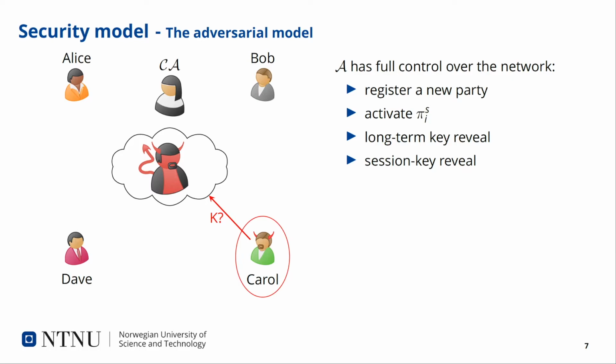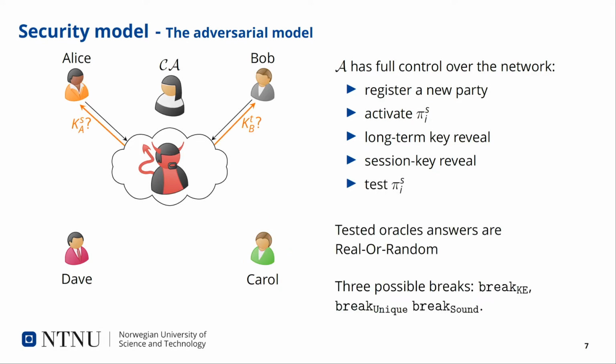It can reveal the session key, which is stored in the internal state of any oracle, and the target oracle is then said to be revealed. And it can test any oracle, which outputs nothing if it hasn't accepted any session key yet, or it outputs a key, which can be either the real one or a random one. In fact, we are working in the real or random model. So at the very beginning of the key exchange experiment, we toss a coin and we get a value for a bit B. Then each tested oracle will output the real session key if B is equal to 1. Otherwise, it will output a random key if B is equal to 0. So the final goal of the adversary is to guess the right value of B.